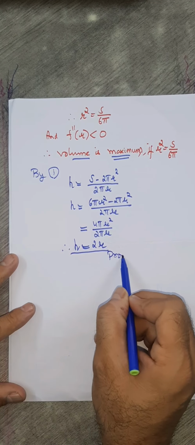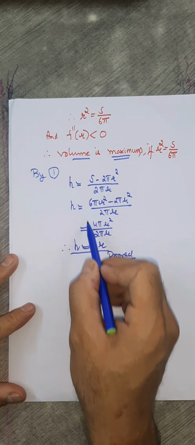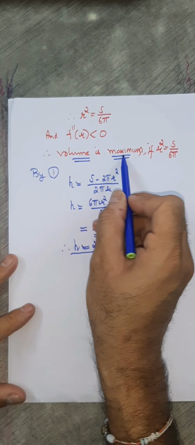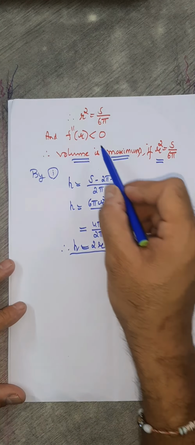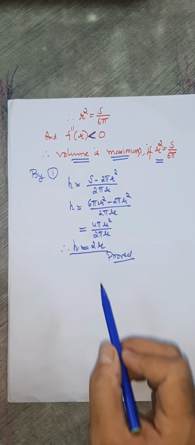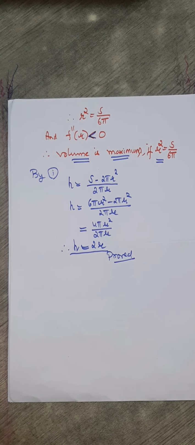That's what you want. Height equals base radius. But when could we derive this? Under the condition that the volume is maximum. Just look at this. This comes from those two conditions: second order derivative is less than 0 and the first order derivative equals 0.